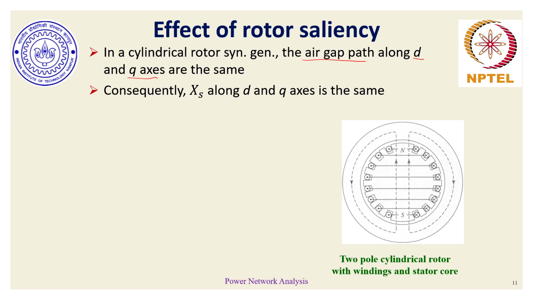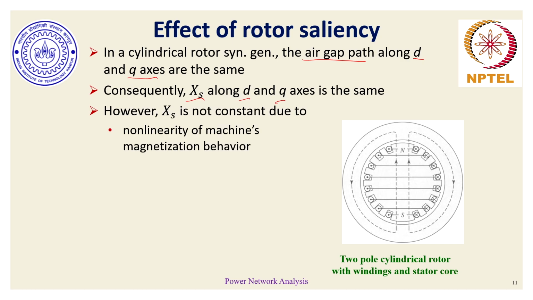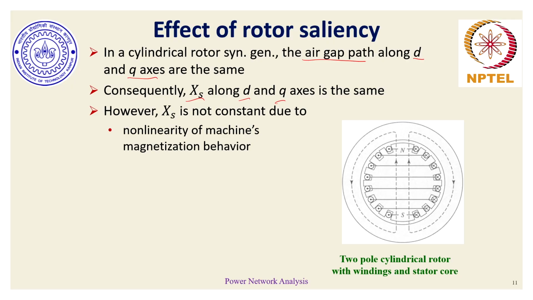One would imagine that the synchronous reactance would remain constant along the direct axis and quadrature axis for a cylindrical pole machine. That's theoretically possible. In practice, synchronous reactance never remains a constant quantity, thanks to the nonlinear open circuit characteristic. One of the reasons is the nonlinear open circuit characteristics of the synchronous generator, and also the nonlinearity involved in the stator cores and rotor cores of the synchronous generator. As a result, the synchronous reactance is not a constant quantity.